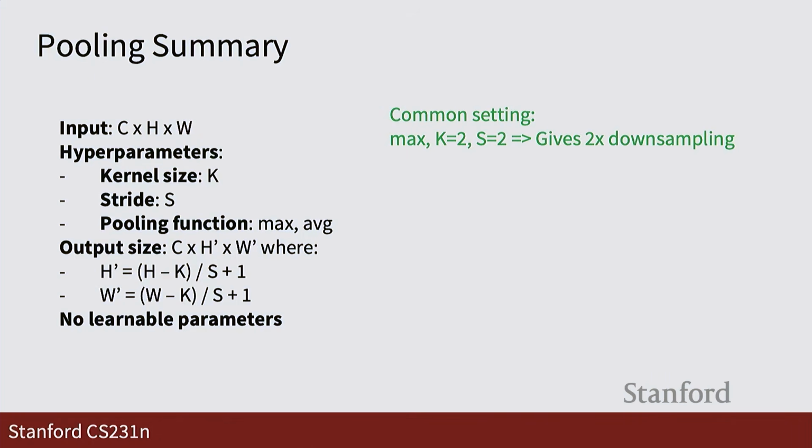Okay, so then here's my quick one-slide summary of pooling. It's basically the same hyperparameters as convolution, except you've got this extra pooling function, which is the mechanism you're using to do the downsampling.